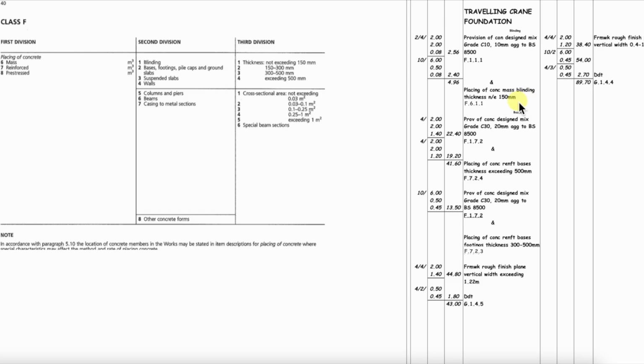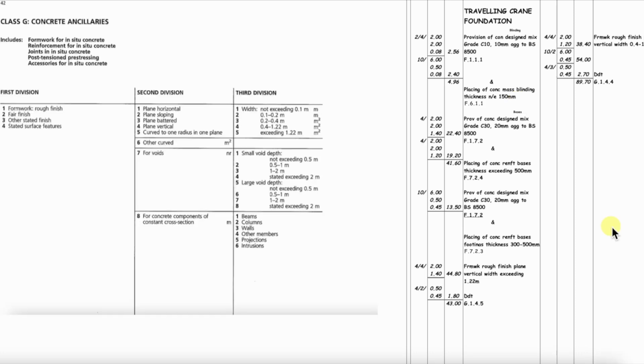Next, we will check our formwork Class G descriptions, and then we will commence preparation of our Bill of Quantities. Formwork descriptions are Class G, page 42. We've got 2 of them. We've got formwork, rough finish plain vertical, width exceeding 1.22 meters. These are our bases. So one of our bases is 1.4, so that's greater than 1.2. And our code is G145, so let's check that out.